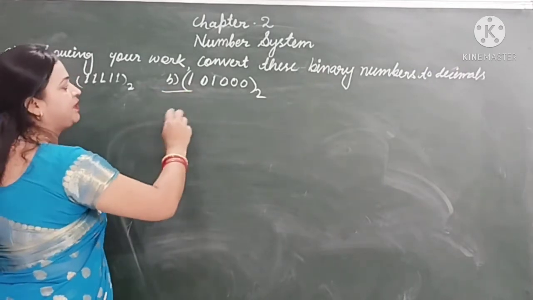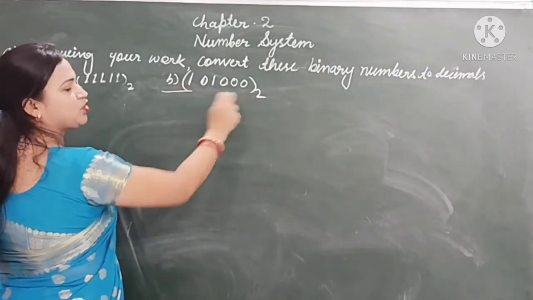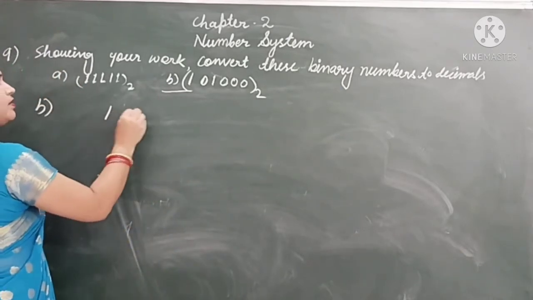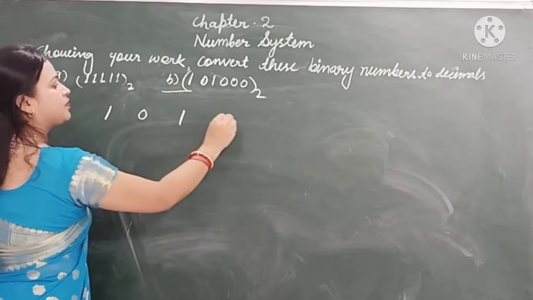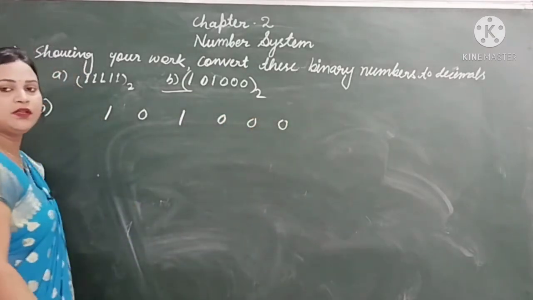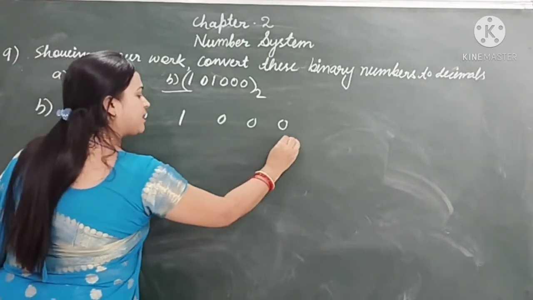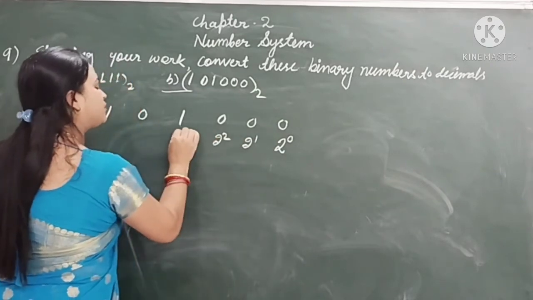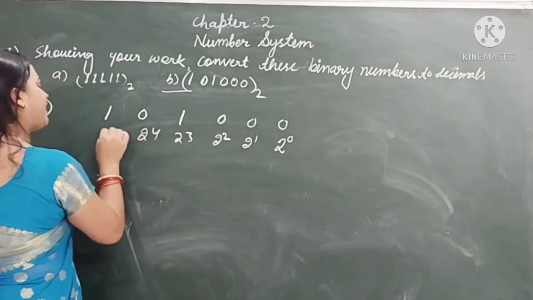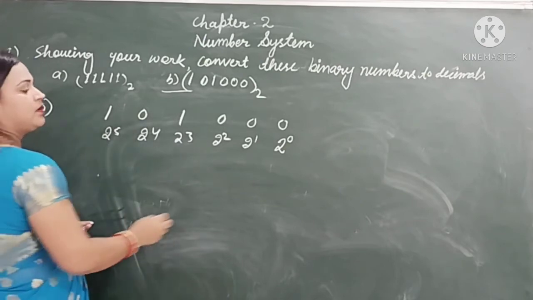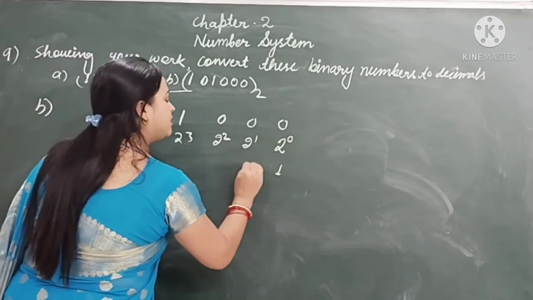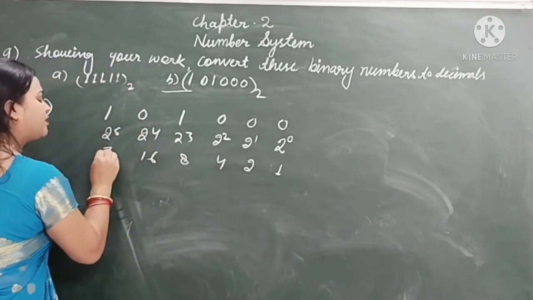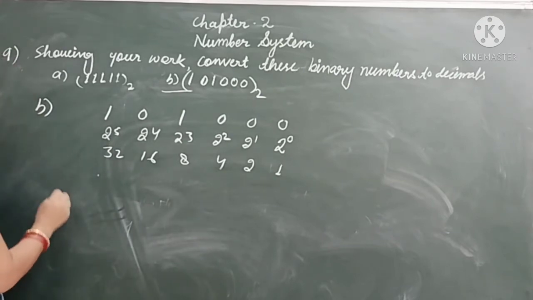Now part B, 101000 base 2. Again we'll write these. Part B, 1 0 1 0 0 0. Then we write the bases of these digits from the right hand side: 2 raised to 0, 1, 2, 3, 2 raised to 4 and finally 5. 2 raised to 0 means 1. This is equal to 1, 2, 4, 8, 16 and 32. Right? Now we multiply all these.